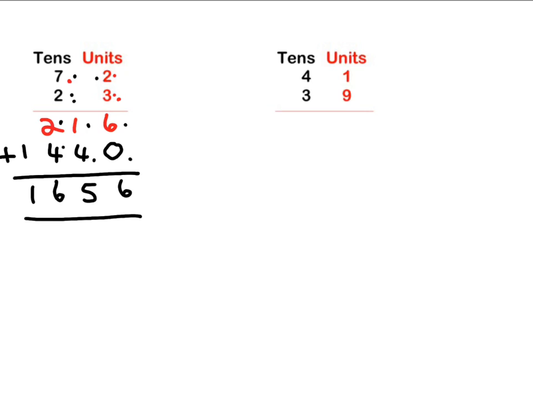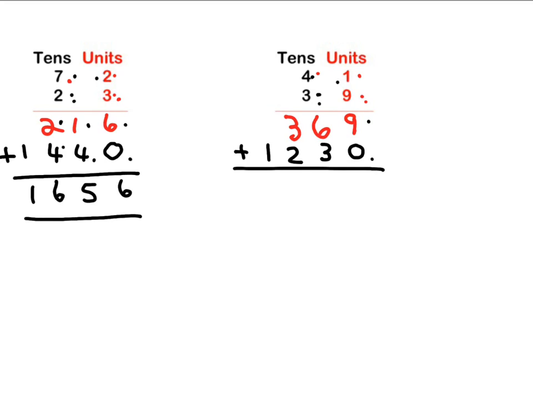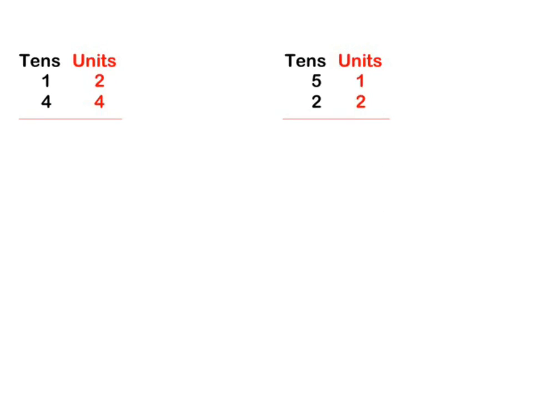Okay, units first. 1 times 9 is 9. 9 times 4 is 36. Finished with our units now. Right, now we're going to go on to our tens. And our tens, we need to write a 0 down first because anything times 10 has got a 0 on. Okay, so 3 times 1 is 3. And 3 times 4 is 12. Now we're going to plus these two. 9 plus 0 is 9, 6 plus 3 is 9, 3 plus 2 is 5, and the 1 plus nothing is 1. Okay, let's do some more.